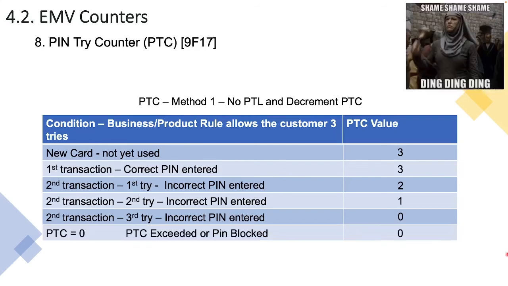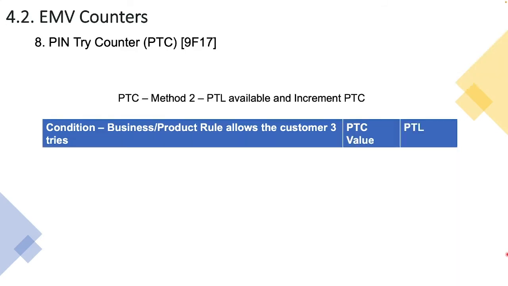What this means is that we are now in a state that is referred to as the PIN being blocked, or the PTC is exceeded, right? So PTC equals 0. Obviously, the behavior thereafter, we will discuss later on when we cover the CVM list, and what types of cardholder verification would occur thereafter. But for the purpose of this section, once the counter hits 0, we deem the card to be in a state where the PIN is blocked or the PIN try count has been exceeded. Okay. Let's have a look at method 2.